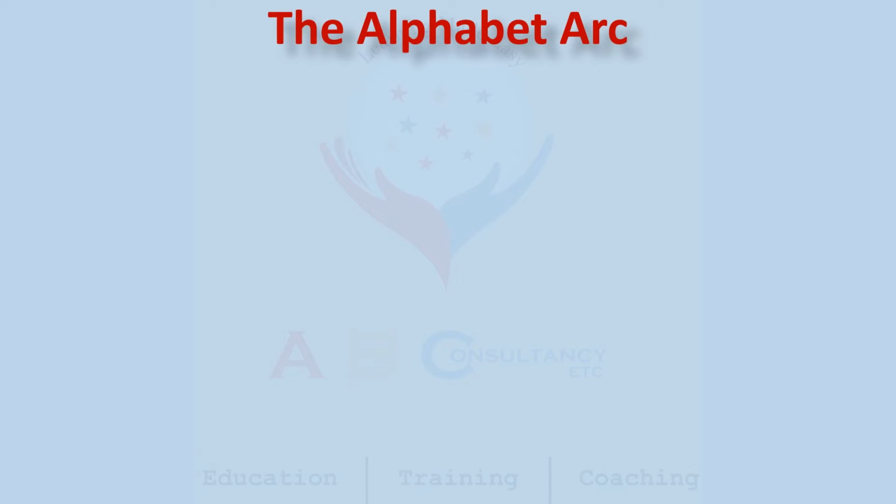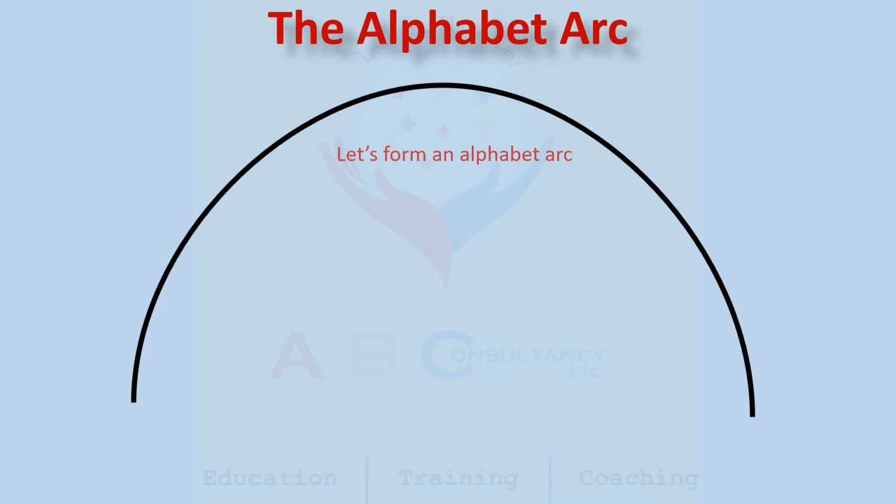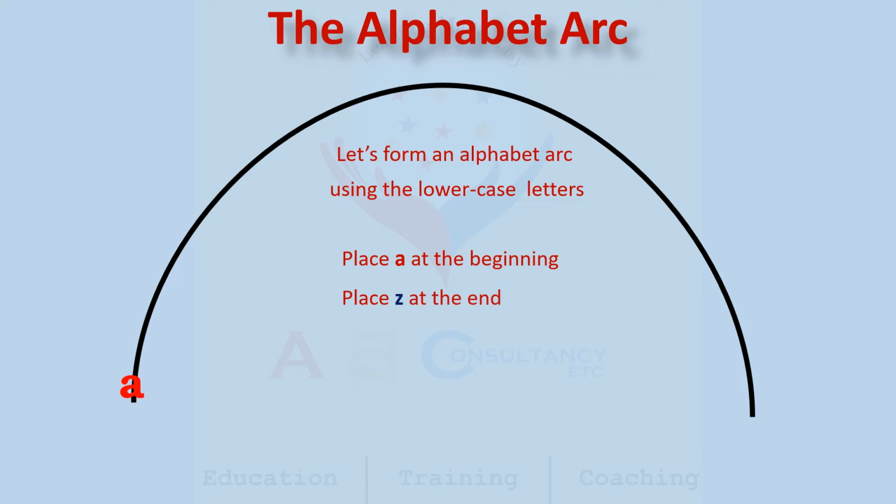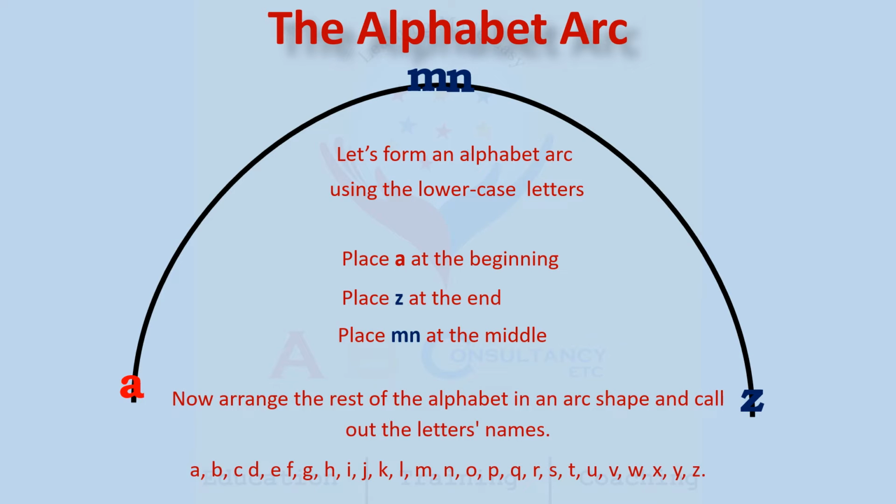The alphabet arc. Let's form an alphabet arc using the lowercase letters. Place A at the beginning. Place Z at the end. Place letters M and N at the middle. Now arrange the rest of the alphabet letters in an arc shape and call out the letters.